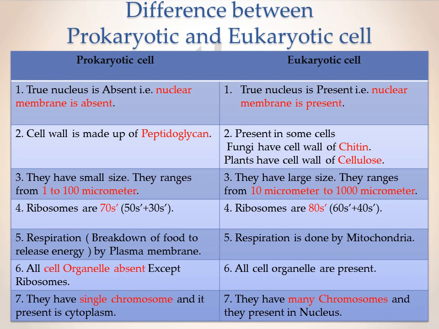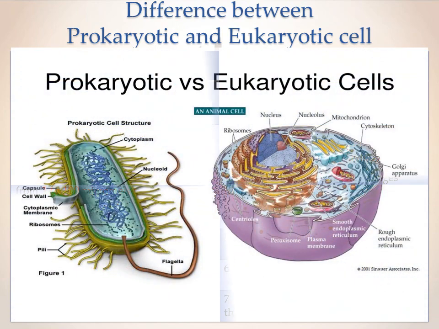In the prokaryotic cell, there is a single chromosome present in the cytoplasm. But in the eukaryotic cell, there are many chromosomes and they are present in the nucleus. Now there is the difference on the basis of their pictures. Here we see the prokaryotic cell already discussed, and on the other hand the eukaryotic cell, which shows all the membrane-bound organelles present inside the cell.